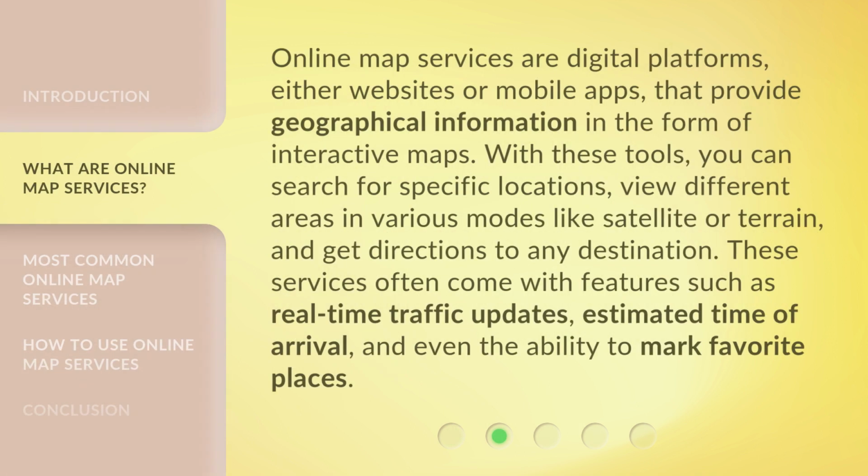Online map services are digital platforms, either websites or mobile apps, that provide geographical information in the form of interactive maps. With these tools, you can search for specific locations, view different areas in various modes like satellite or terrain, and get directions to any destination. These services often come with features such as real-time traffic updates, estimated time of arrival, and even the ability to mark favorite places.